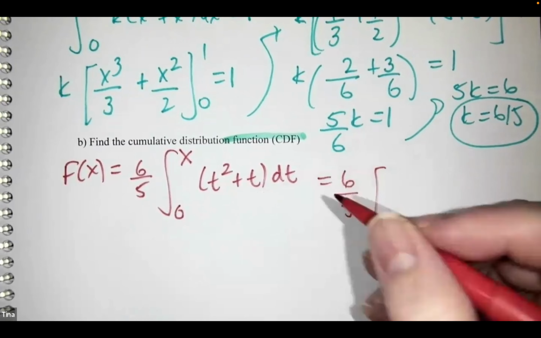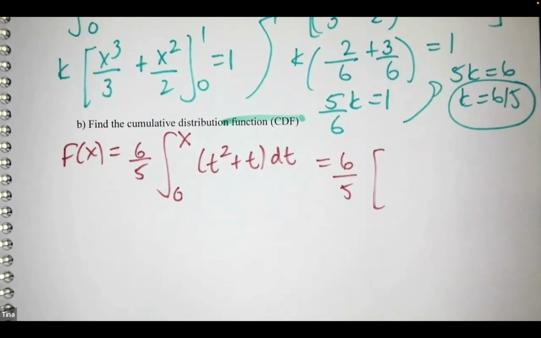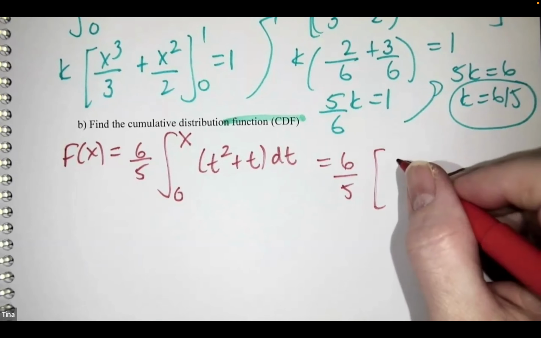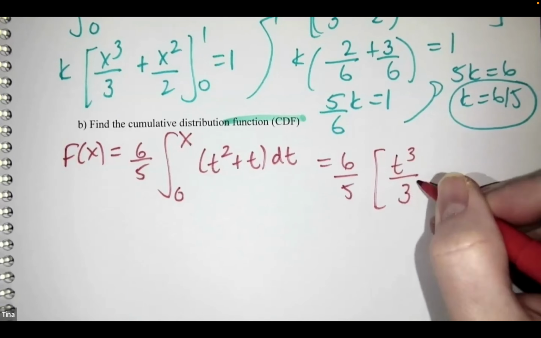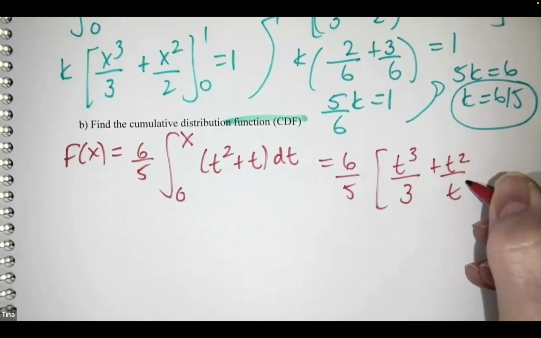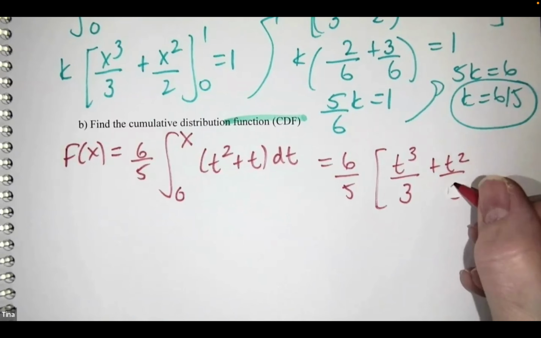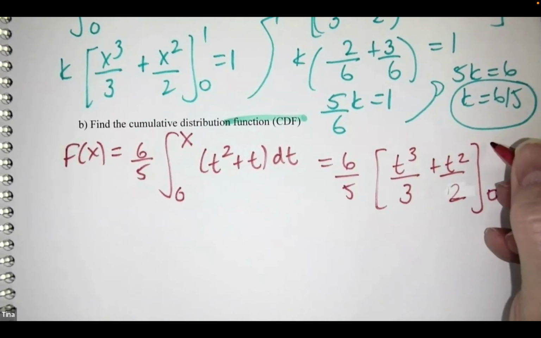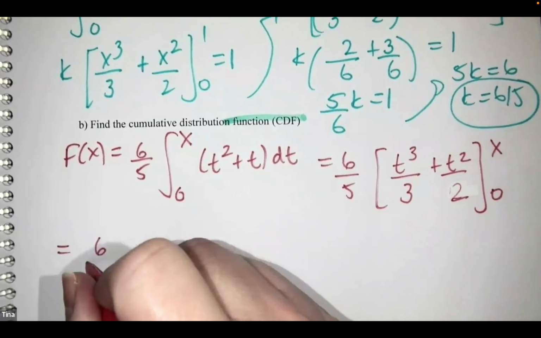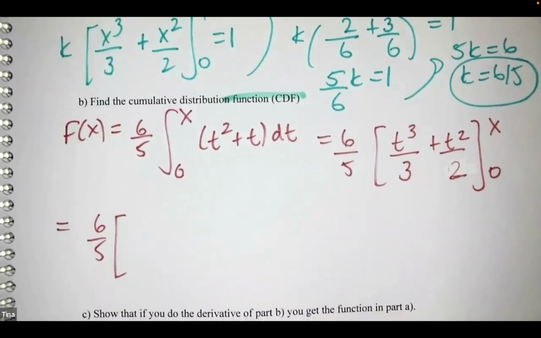Well, we integrate t squared plus t. So go ahead, write your answer for that here. So t to the 3 over 3 plus t squared over 2 from 0 up to x. So top number subbed in for x minus bottom number subbed in for x. And what do you get here?